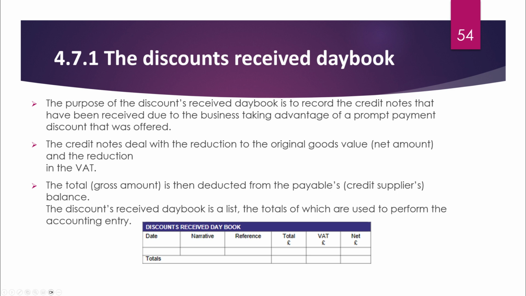For point 7, the discounts received daybook. The purpose of the discounts received daybook is to record the credit notes that have been received due to the business taking advantage of a prompt payment discount that was offered. The credit notes deal with the reduction to the original goods value, net amount, and the reduction in the VAT. The total, gross amount, is then deducted from the payables, credit suppliers, balance. The discounts received daybook is a list, the totals of which are used to perform the accounting entry.